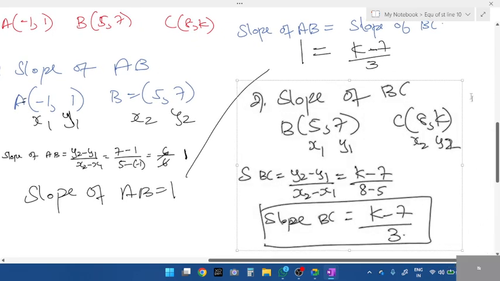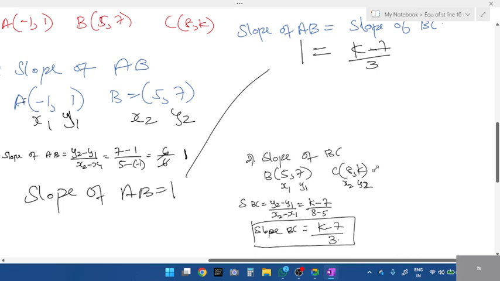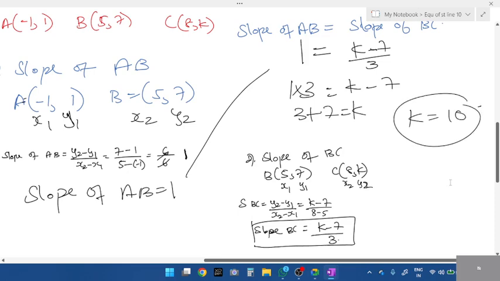In the textbook, they have given direct answers, students. If you study from there, you will not understand. This is the actual explanation. 3 gets multiplied: 1 into 3 is equal to K minus 7. K remains as it is. Minus 7 goes to this side: 3 plus 7. What's the value of K? K is equal to 10.